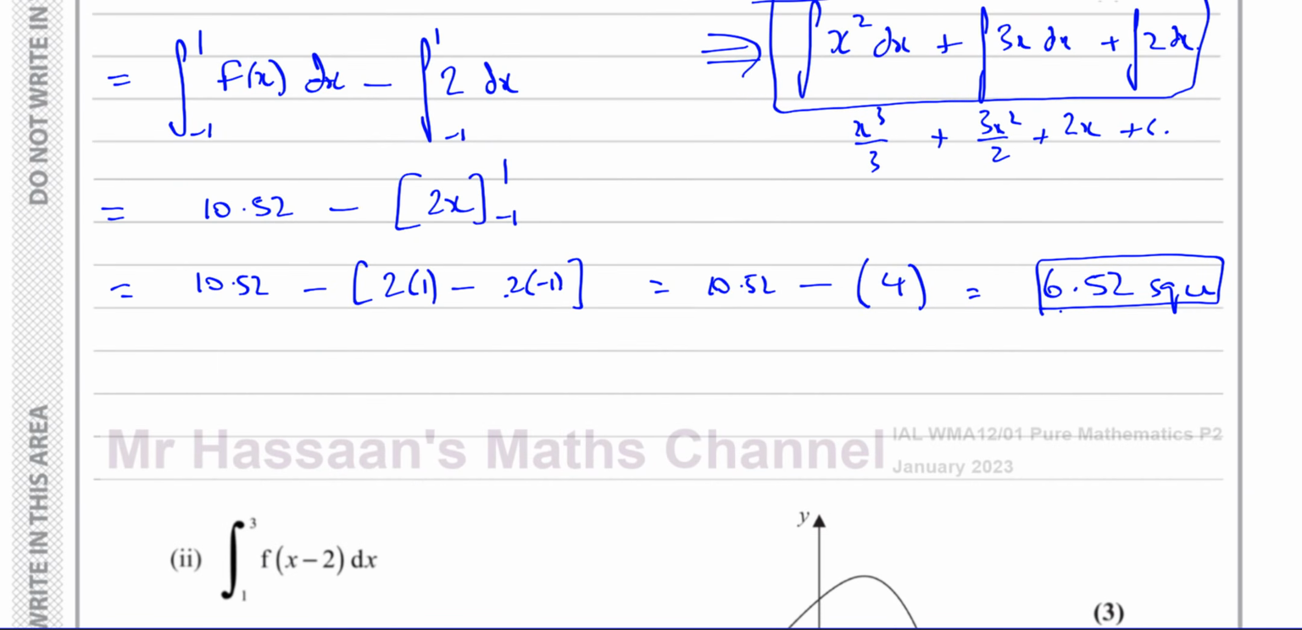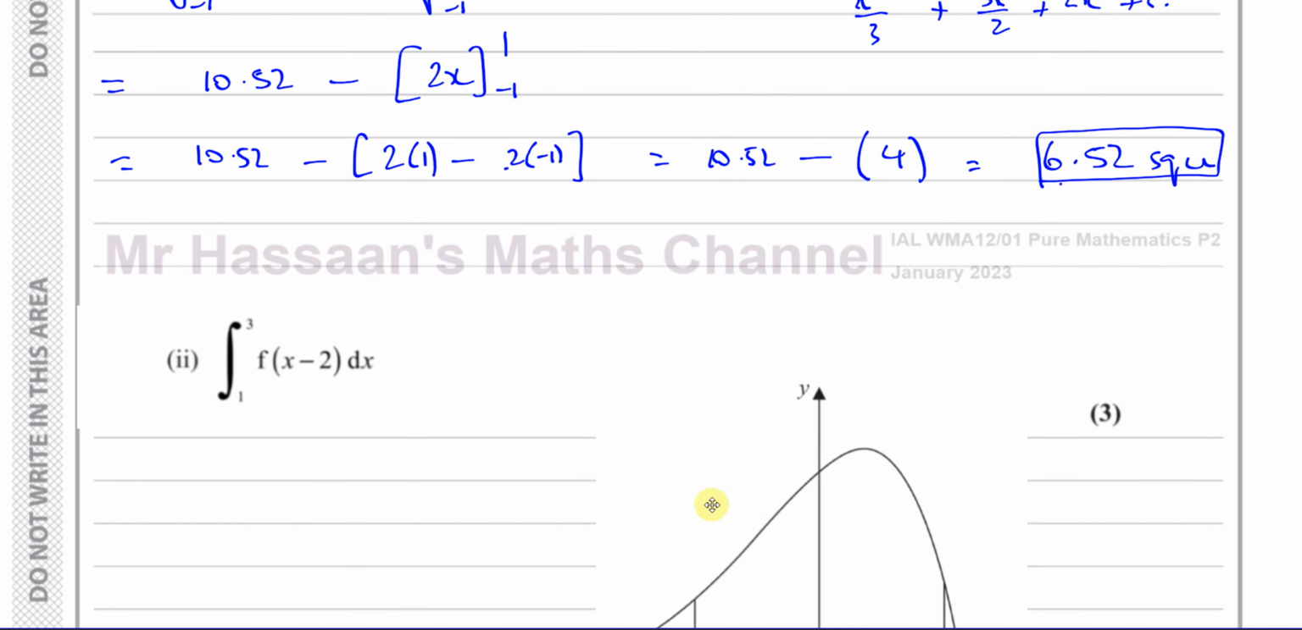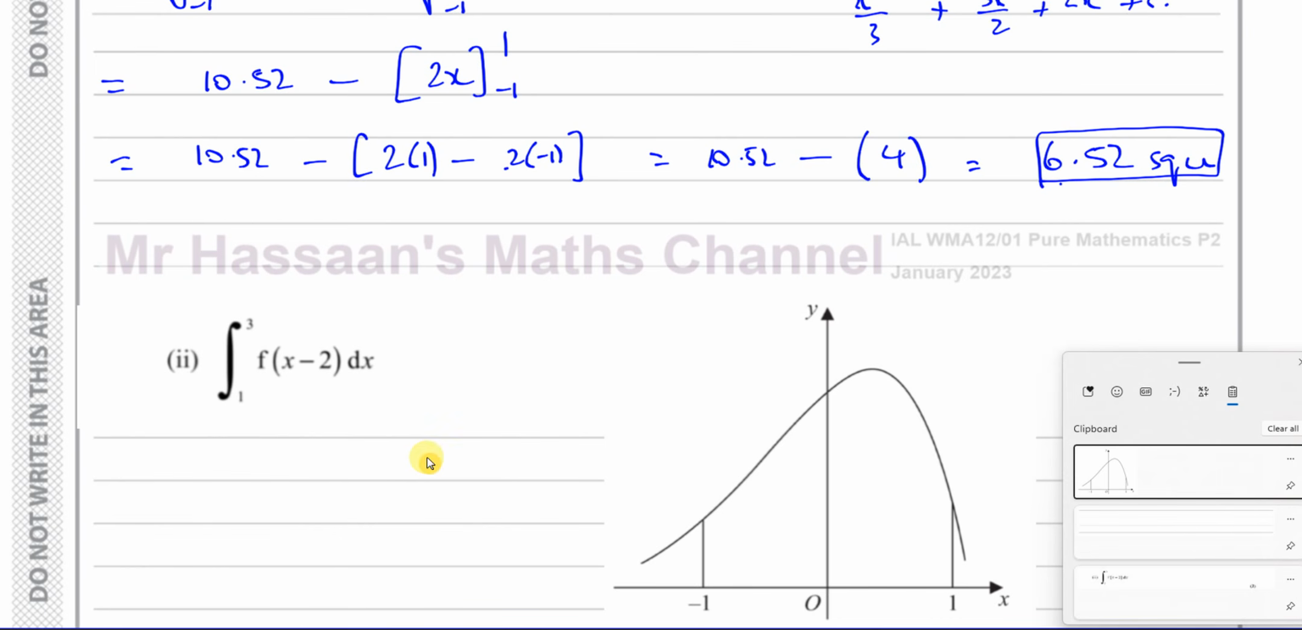And then for part 2, it says integrate f of x minus 2 between 1 and 3. So the limits have changed. But what we can understand here is this is a transformation of this whole graph horizontally 2 spaces to the right. Okay, so I just prepared something a bit earlier to help illustrate this.